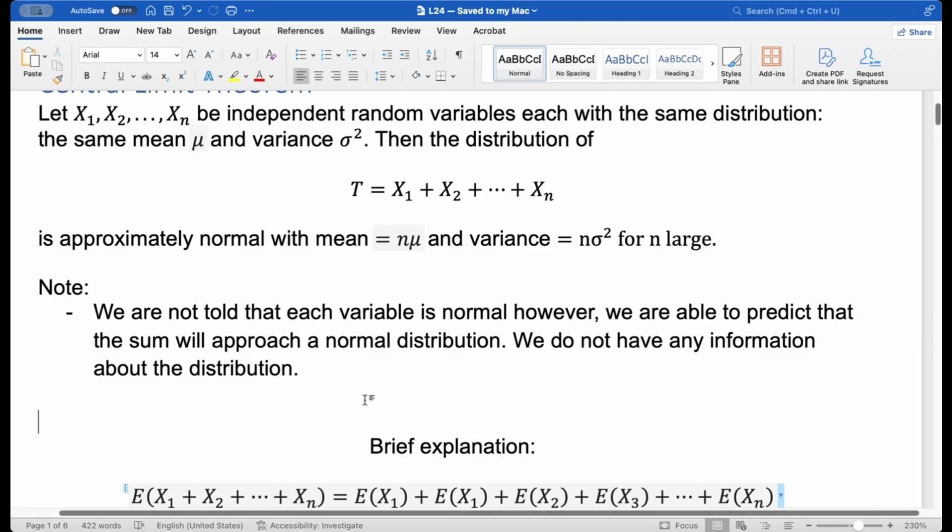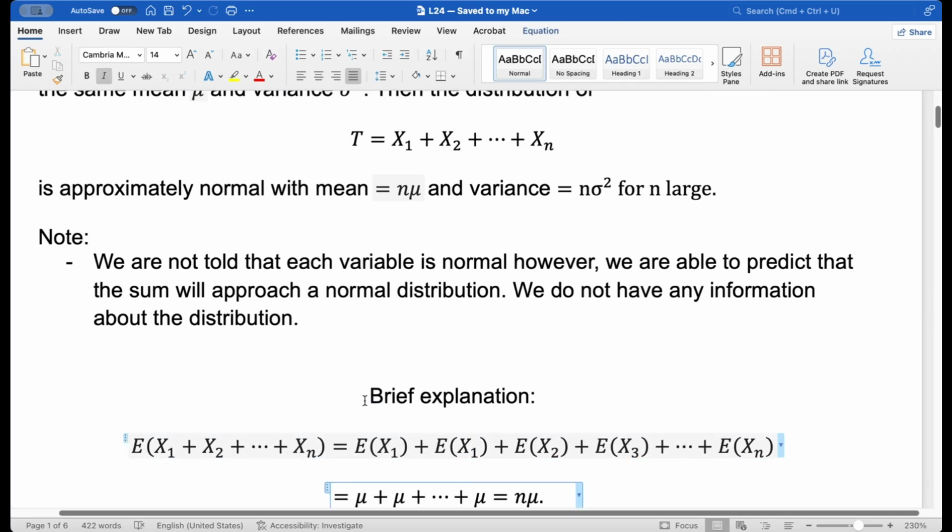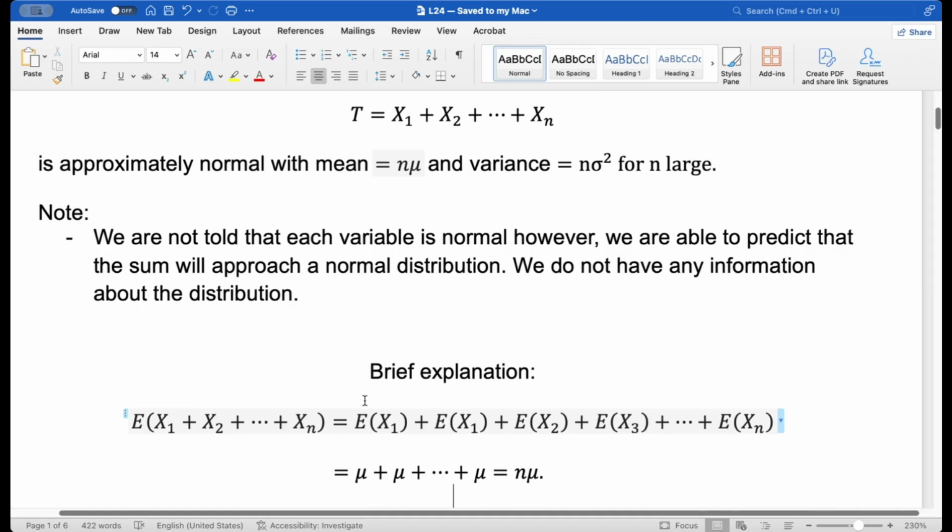Expected value is additive, so the expected value of the sum is the sum of the expected values. Each of those is mu, so the total is n copies. Total of n copies is n times mu.